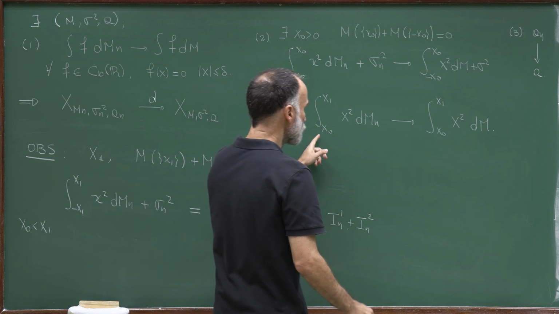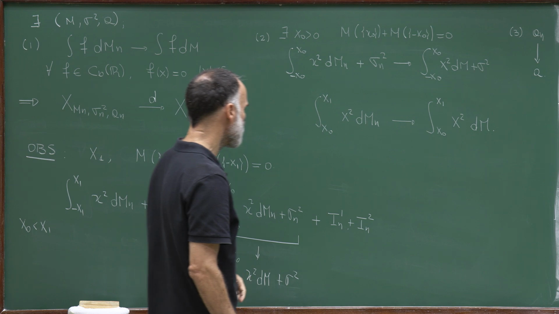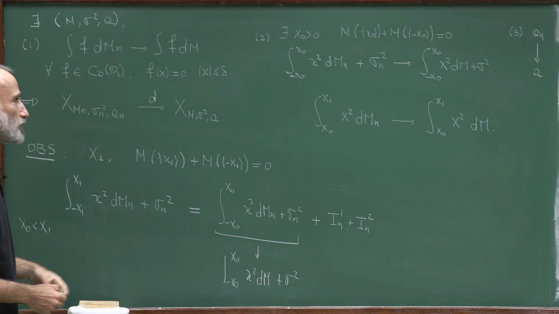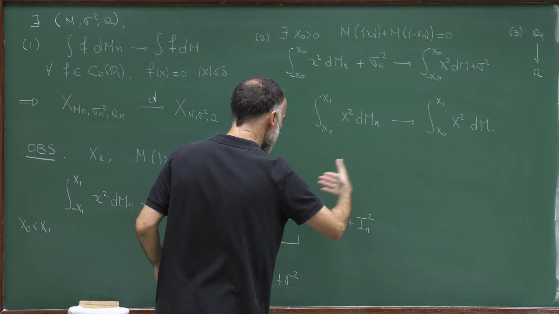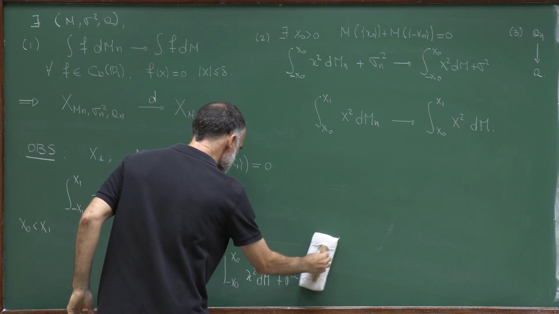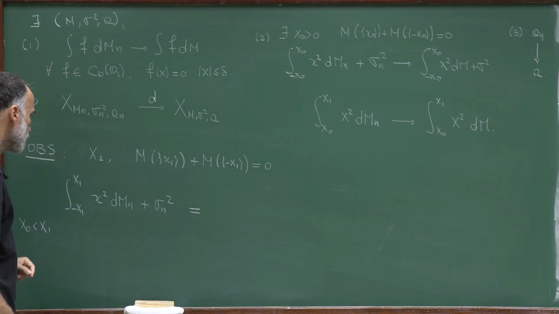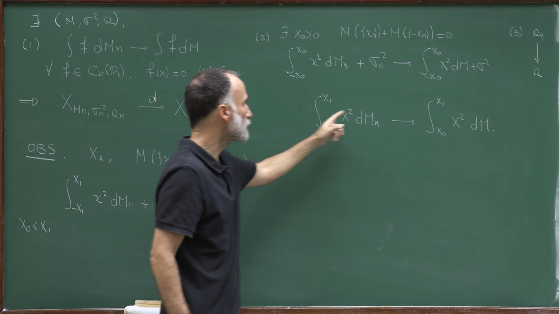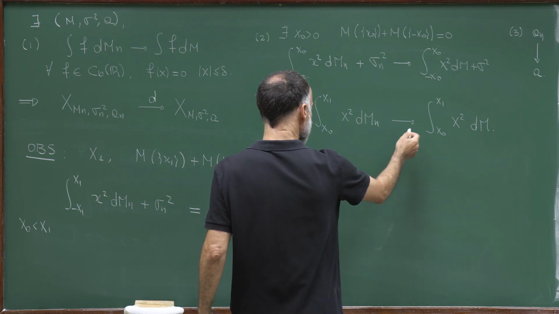So it remains to show that this expression converges to that one, and the same thing for the integral from minus x1 to minus x0. So let me prove this one, and the other one is identical. In order to conclude the proof of this observation, I just need to show that this limit holds. So let's prove that.